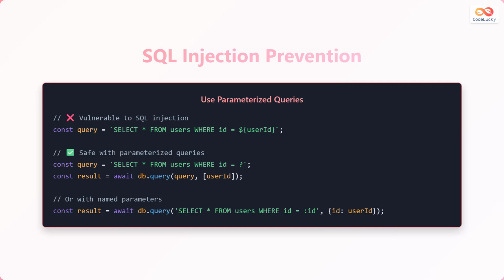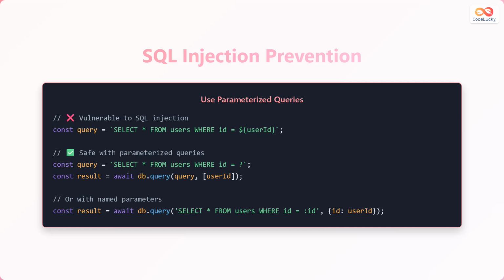Let's see how we can prevent SQL injection. To prevent SQL injection attacks, always use parameterized queries or object relational mappers. Here's how we can use parameterized queries. First is an example of code vulnerable to SQL injection, constructing a query by directly embedding the user ID. Instead, use parameterized queries. The question mark placeholder represents a parameter that will be safely inserted.